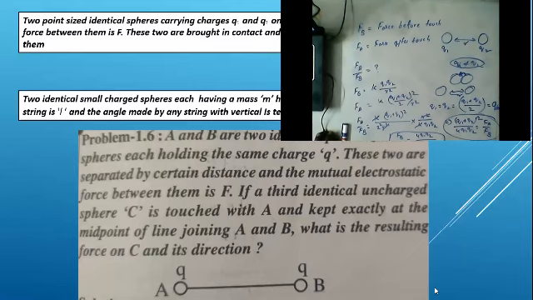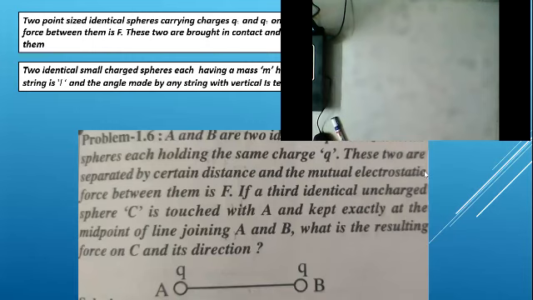Now coming to the next question. Once again we are discussing the next question, guys. It is a little bit typical question. Two identical small charged spheres, each having a mass of m, are hanging in equilibrium as shown in the figure. Sorry, the figure is not there. The length of each string is L and the angle made by any string with the vertical is theta. Find the magnitude of the charge on each sphere.